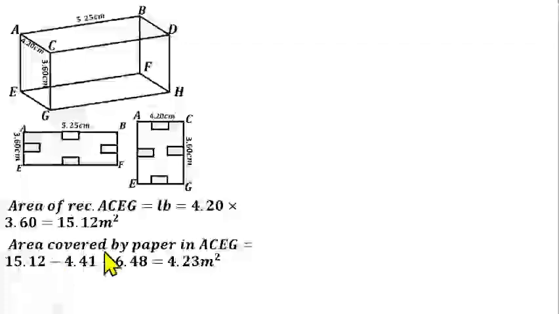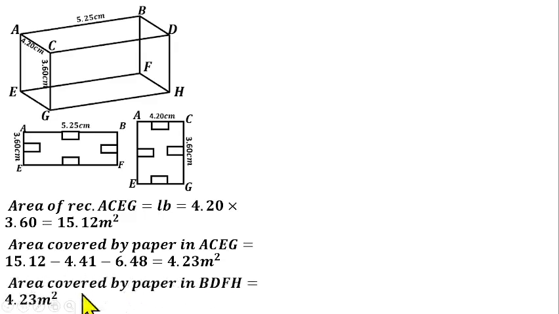So the area covered by the paper in ACEG will be whatever you get for the area of the wall minus the door and minus the windows. That should give us 4.23 meters as well. Then we know that this ACEG is the same thing as the wall BDFH as well.